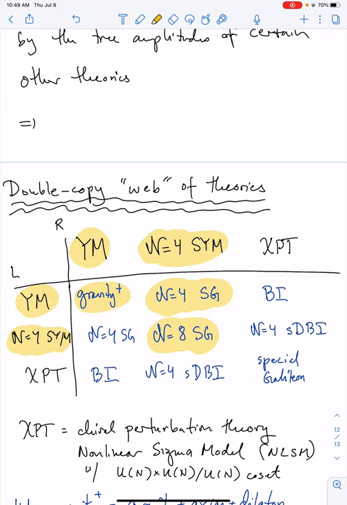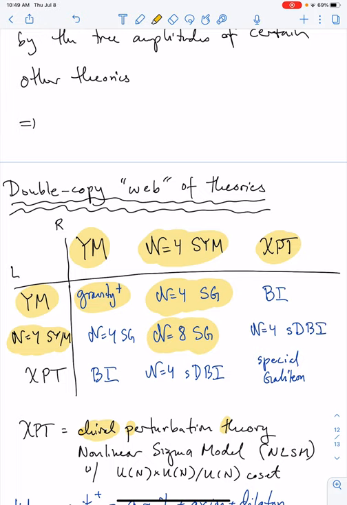This stands for chiral perturbation theory. And that is an example of a nonlinear sigma model with a coset group. So it's a nonlinear sigma model that describes a spontaneous breaking of U(N) times U(N) to a diagonal U(N). So it has a set of scalars that live in a U(N) times U(N) mod U(N) coset. So that's a particular example of a nonlinear sigma model, and its amplitudes obey the KK BCJ relations.